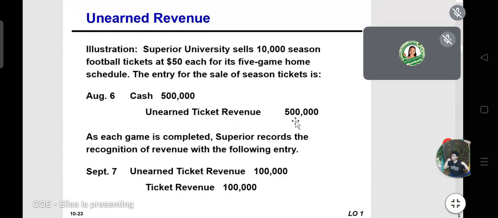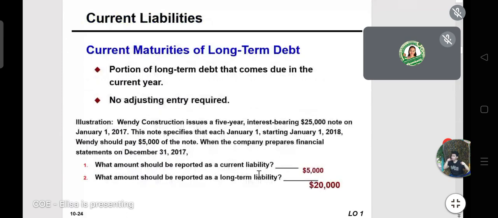So this is good for the 5 games of the season. By the time the first game is finished, he will record revenue equivalent to the first game, and so on. So that's unearned revenue. Basically, unearned revenue is advances for the sale of goods and services. Okay, so we're done with unearned revenue.